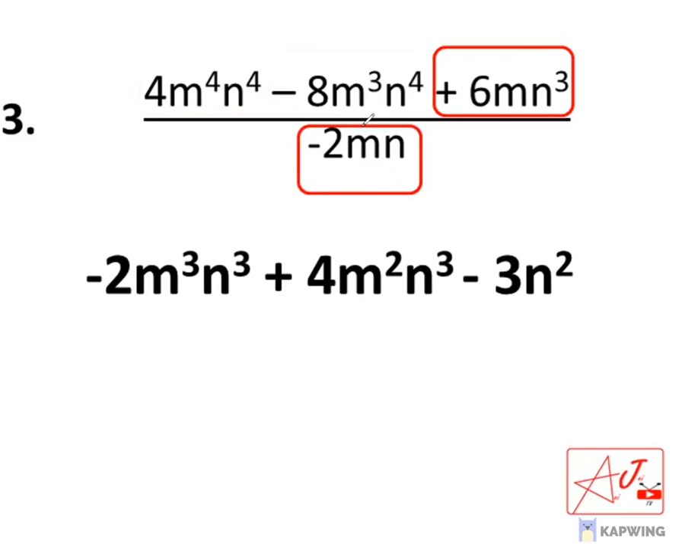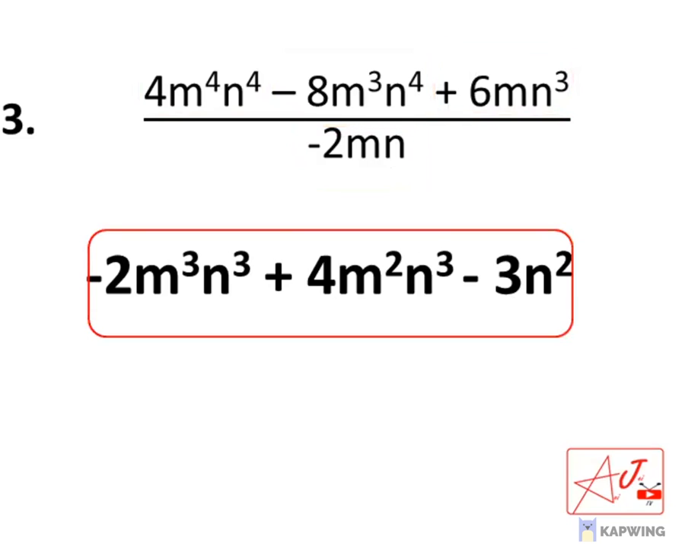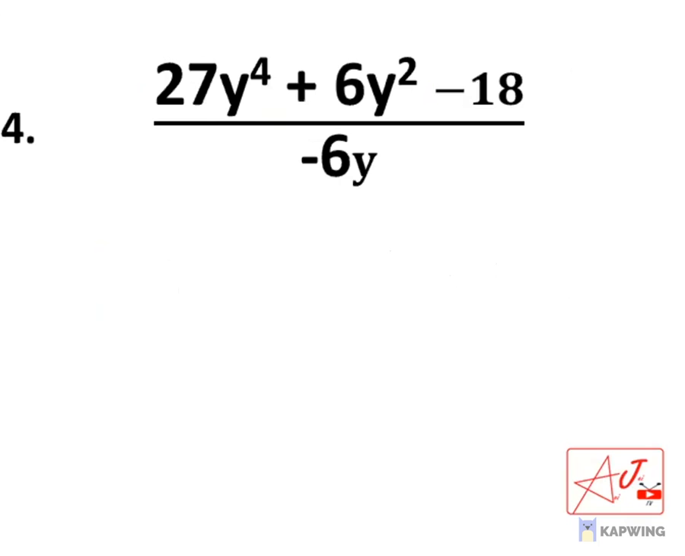1 minus 1 ay 0, kaya hindi na natin isusulat si m dahil eliminate na siya. And then 3 minus 1 ay 2. Kaya ngayon, ang ating final answer ay negative 2m cubed n cubed plus 4m squared n cubed minus 3n squared.